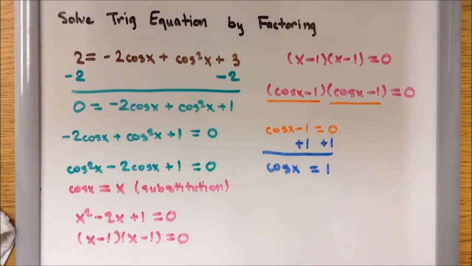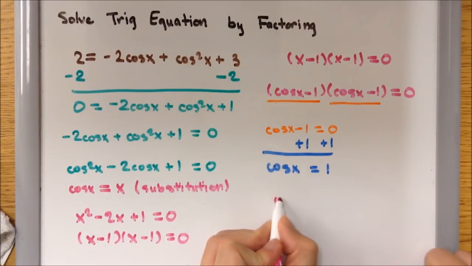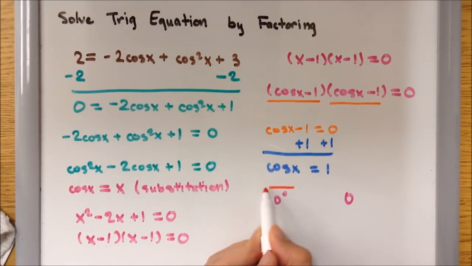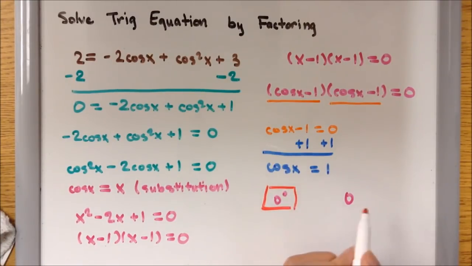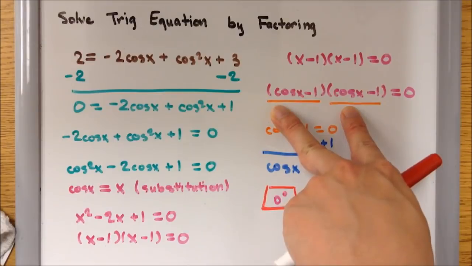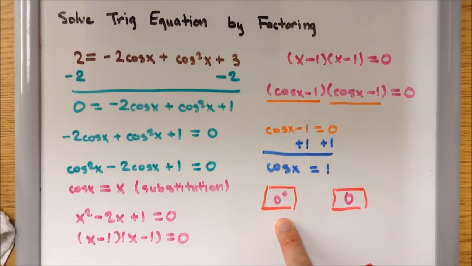So 0 degrees. Now the radian occurrence is just 0. So if I were to ask you in degrees, it'd be 0, which is this one. If I ask you in radians, it'd just be 0. Now you didn't have to write the answer twice because of the two factors. Since the factors are the same, I just need to write the answer once, so once for 0 degrees and once for radians. So that's all you have to do for this example.